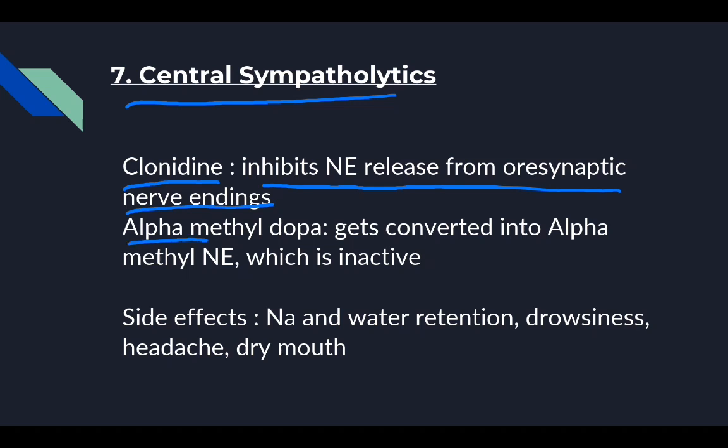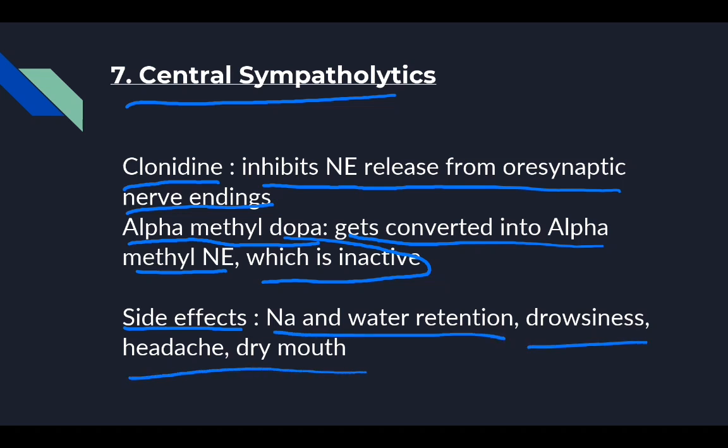Second drug is alpha methyldopa. This alpha methyldopa replaces dopa in presynaptic nerve endings and it gets converted into alpha methyl norepinephrine, which cannot act on sympathetic receptors. Side effects of these drugs include sodium and water retention in the kidneys, drowsiness, headache and dry mouth because of central inhibitory effects.